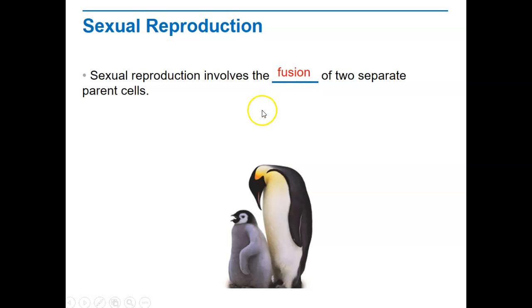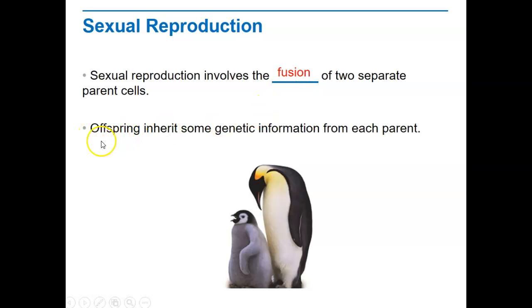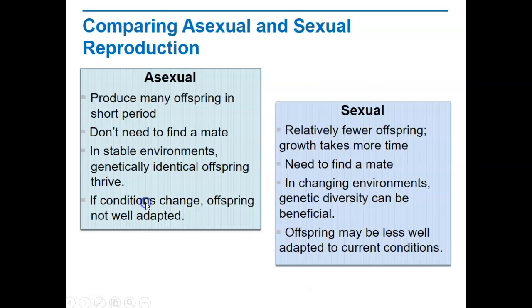And the child, the offspring, will have some DNA from the dad's sperm and some DNA from the mom's egg. So the child will be a mixture of both parents. That's what sexual reproduction is. So the DNA is not the same as the parents.